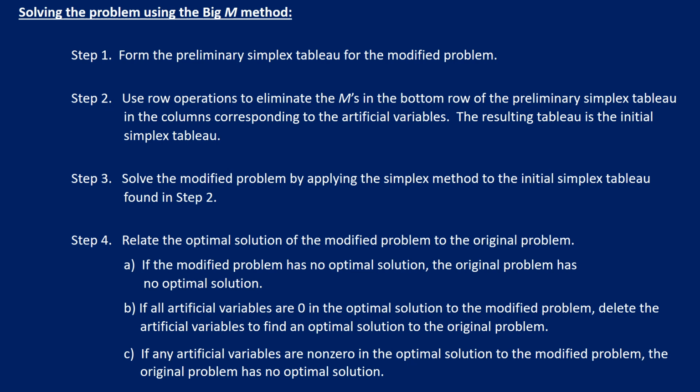So if the modified problem has no optimal solution, that means the original problem has no optimal solution. We also have to pay close attention to the values of the artificial variables. So if all the artificial variables are 0 in the optimal solution to the modified problem, we just delete them, and that gives us the optimal solution to the original problem. However, if any of the artificial variables have a non-zero value in the optimal solution to the modified problem, that means the original problem has no optimal solution.